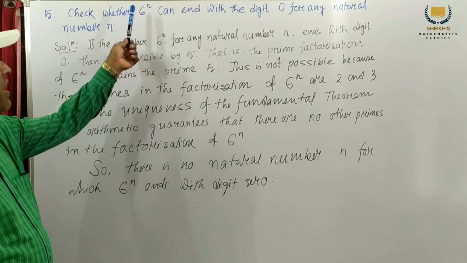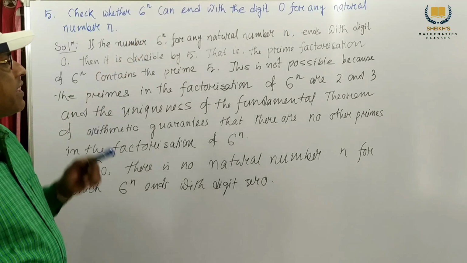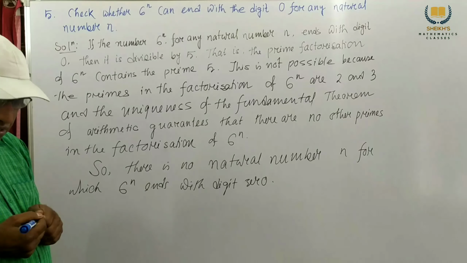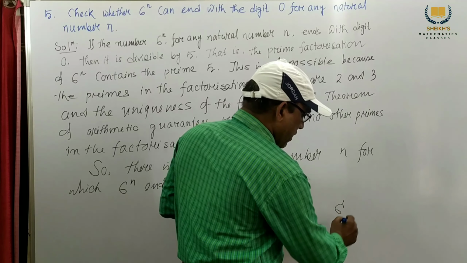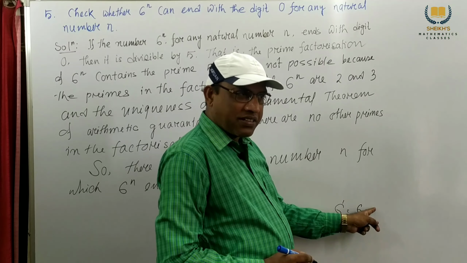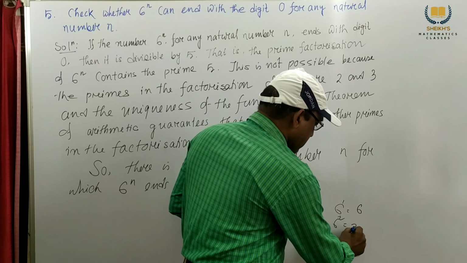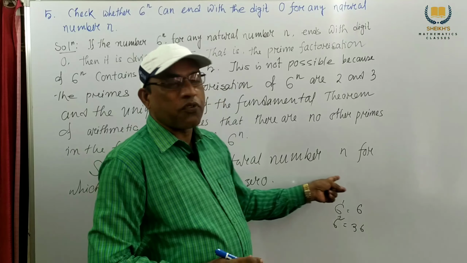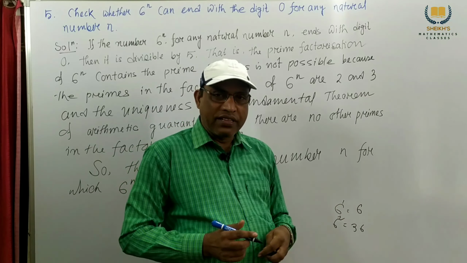So 6 to the power n, if we put different natural number values of n, whether we get an ending digit 0 or not. This is not possible. Suppose 6 to the power 1, then we get 6, so it cannot end with 0. 6 squared is 36, it cannot end with 0. So this is not possible for any natural number, it cannot end with 0.